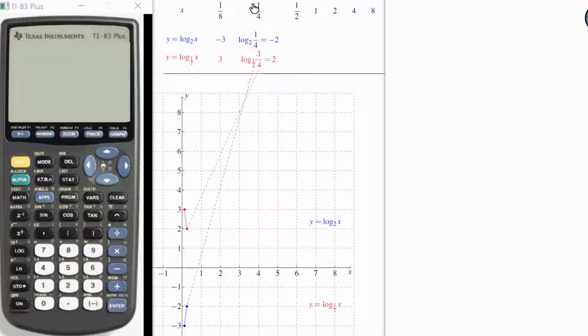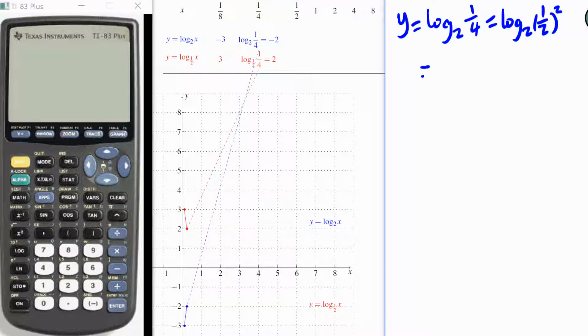When x equals 1/4 for the blue function, what we get will be this. So y equals log base 2 of 1/4. Then this will be log base 2 of (1/2) squared. We know 1/2 squared is 1/4.